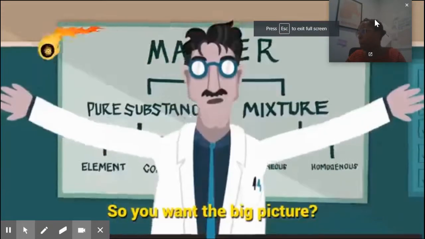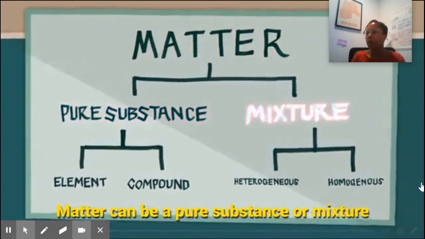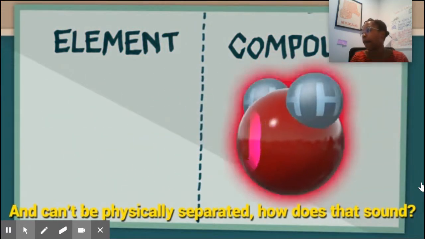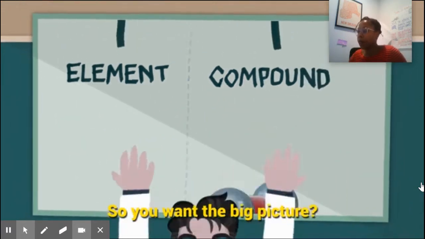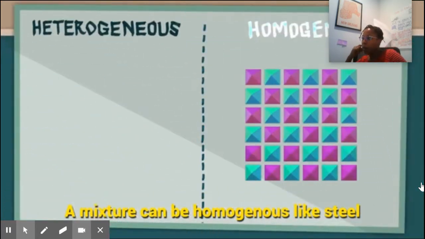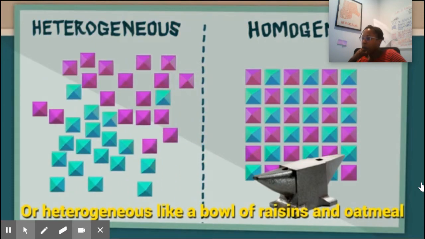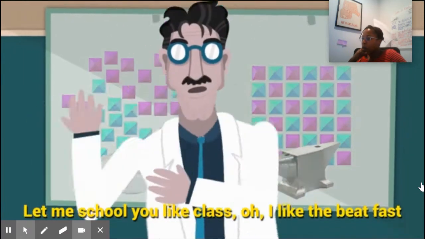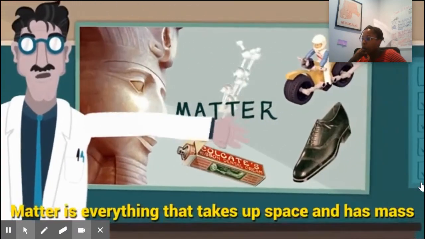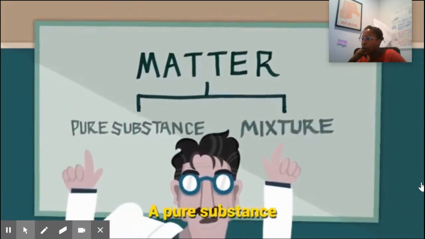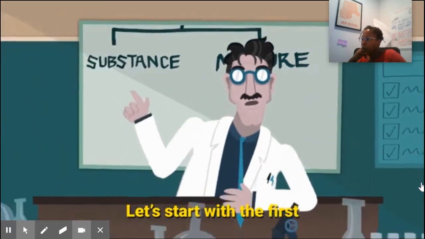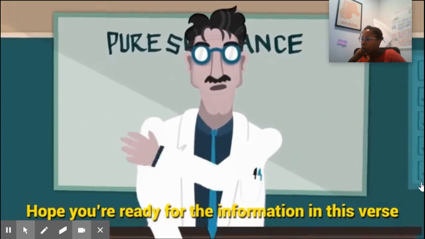So you want the big picture, man? It could be a pure substance, a mixture. Pure substance could be an element, a compound, can't be physically separated. How does that sound? So you want the big picture, man? It could be a pure substance, a mixture. A mixture could be homogeneous like steel, or heterogeneous like a bowl of raisins and oatmeal. Let me school you like class, so I like to be fast. Matter is everything that takes up space and has mass. It could be sorted into two main groups, a pure substance or a mixture like Fruit Loops. Let's start with the first. Hope you're ready for the information in this verse.